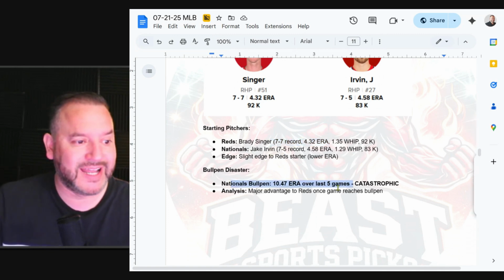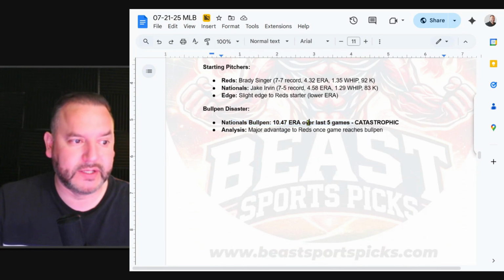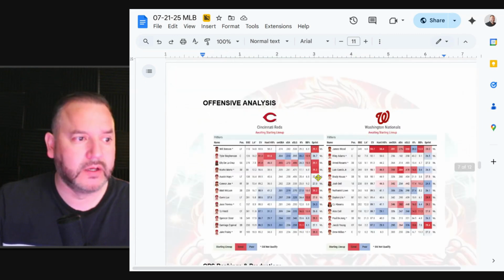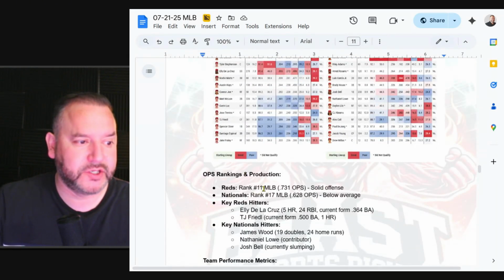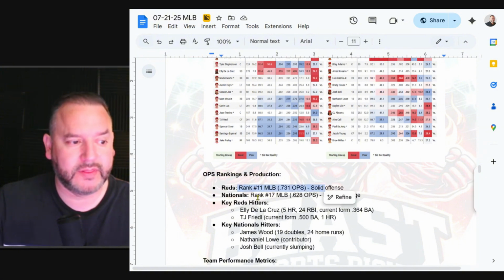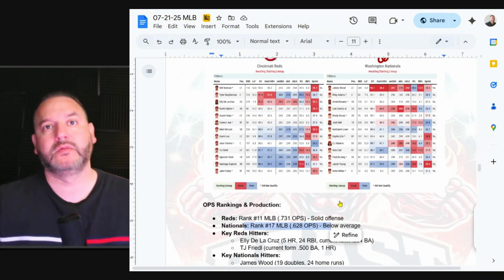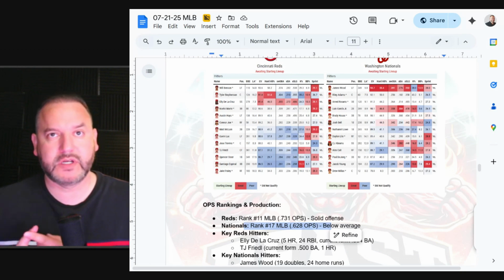Now you go into the Nationals. Look at this: they're one of the worst bullpens right now. They got a 10.47 ERA, so it's catastrophic for them. Now you go into the batting. The batting, there is a little bit of a mismatch here. Not crazy. The Reds are 11th. The Nationals are 17th. So clearly, you're going to see the line move is coming in towards the Reds.